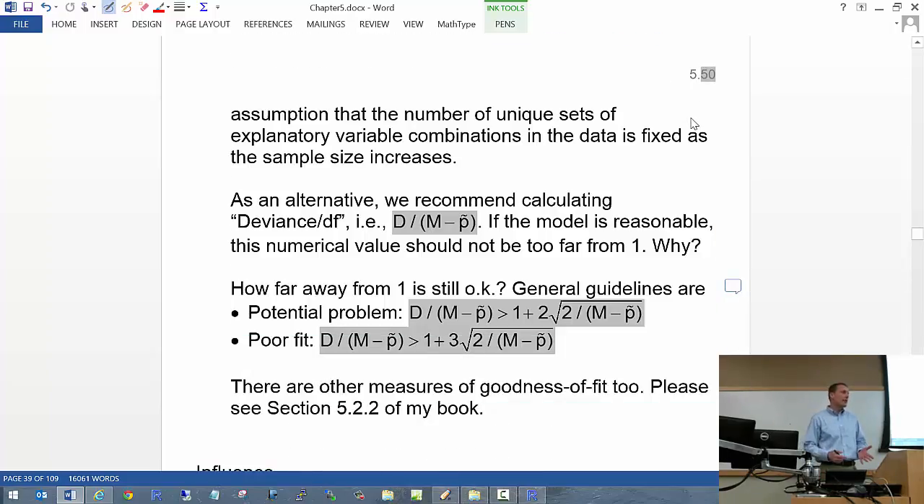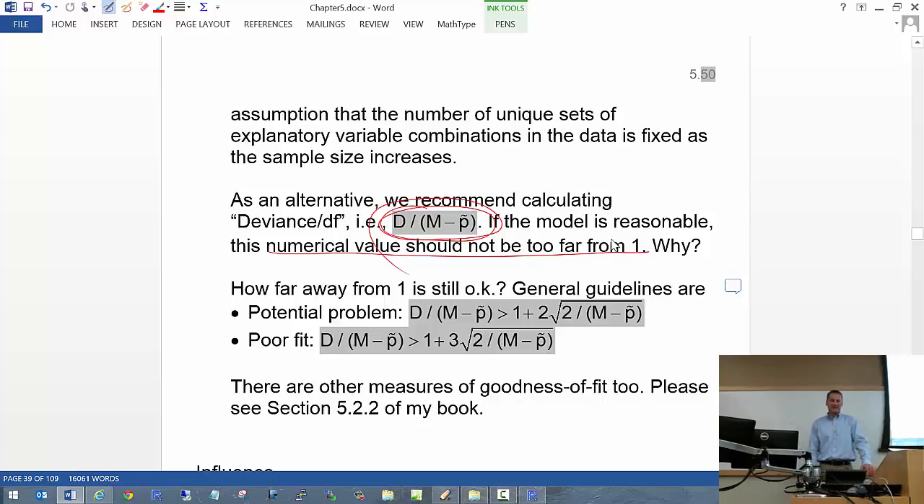I will often look at it, and if something pops up, it's interesting to see that indeed I am greater than this quantile, but I definitely would not use that overall to make a judgment about my model. Instead, an ad hoc solution to this is to look at what we call deviance divided by df, for degrees of freedom. We look for large values of that to make a judgment of whether there are problems with the model or not. If the model is reasonable, this numerical value should not be too far from 1.